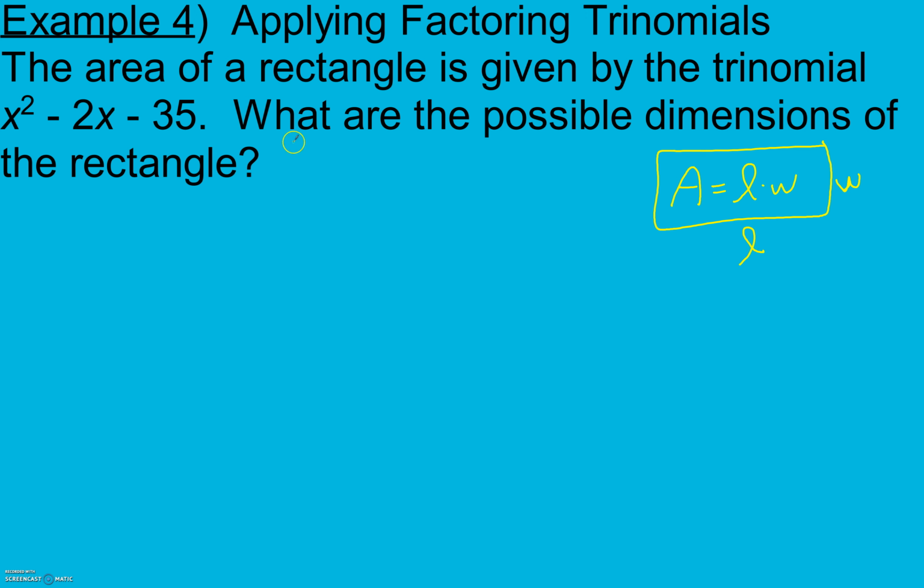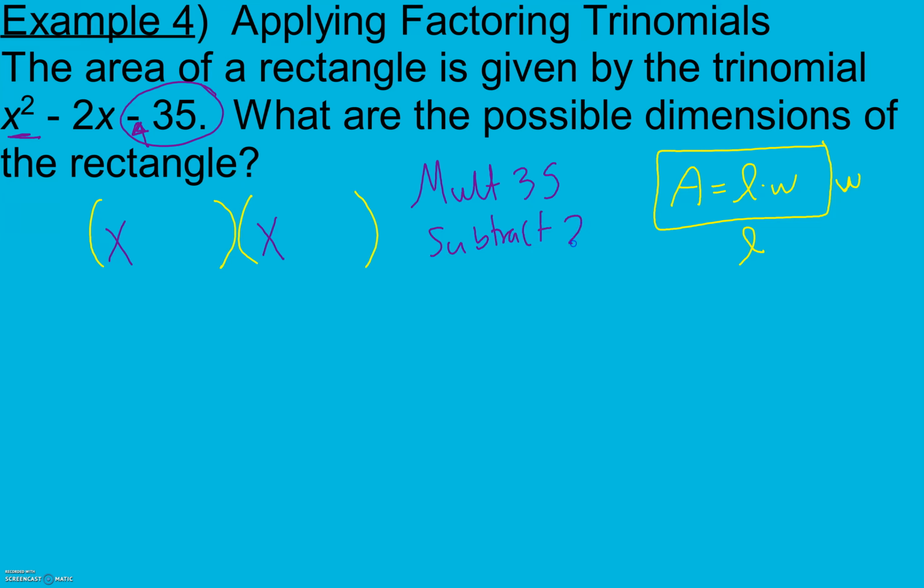So here, we're multiplying two things together, and because it's x squared, I know these are going to be two binomials. In order to get to x squared, I could take x times x. To get to a negative 35, I'm going to multiply to 35, and because it's negative, here I'm going to subtract to 2, my middle number. And I know 2 is negative, but we're going to account for that when we put in our signs.